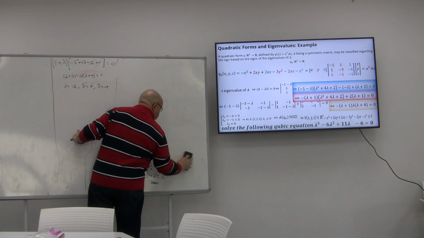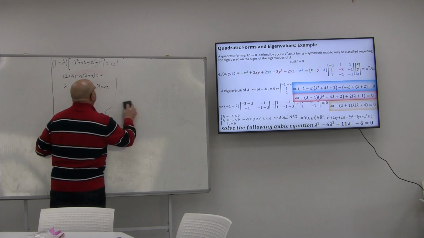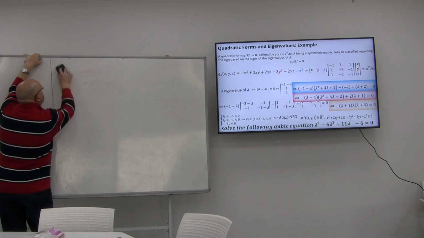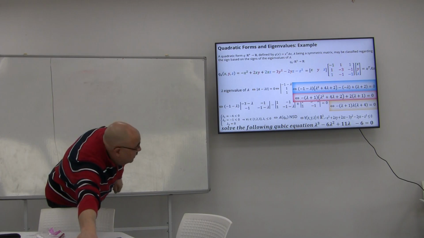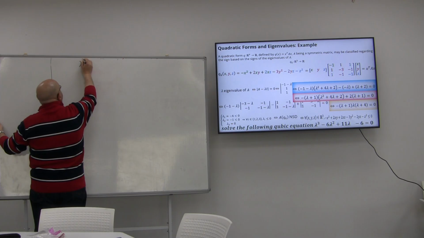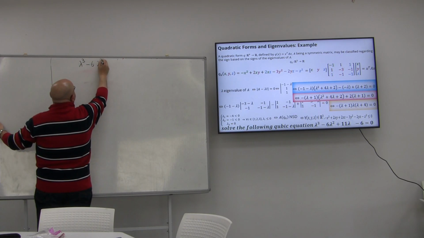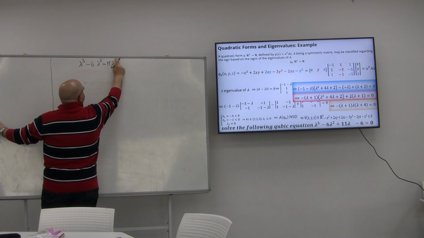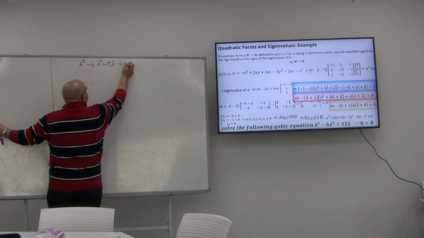Okay. So just wait a second. Okay. Give me the coefficients of this cubic polynomial. Lambda cubed, minus 6 lambda squared, plus 11 lambda, minus 6 equal to 0.